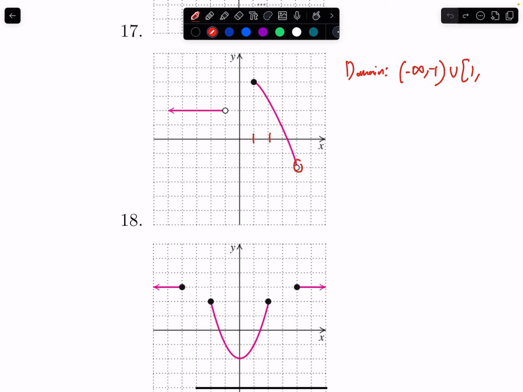Is that 4? 1, 2, 3, 4. Yeah, up until 4, and not including that point. Okay, what about the range?